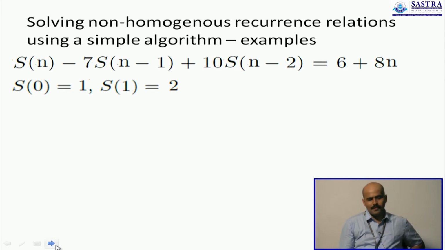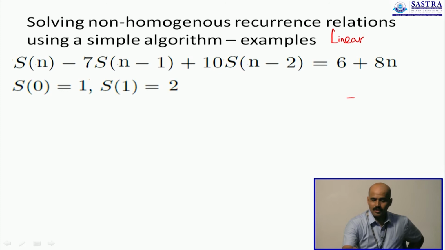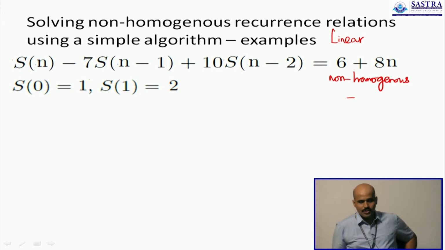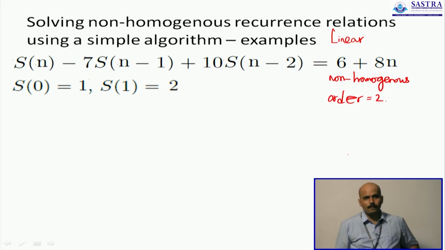S of n minus 7 times S of n minus 1 plus 10 times S of n minus 2, giving us 6 plus 8n. So clearly this is linear. Most of you might have been familiar with that. It is non-homogeneous because the function on the right is not a zero function, it's a linear function without zero coefficients, and it is also of order 2. And since it is of order 2, you know where you should start.